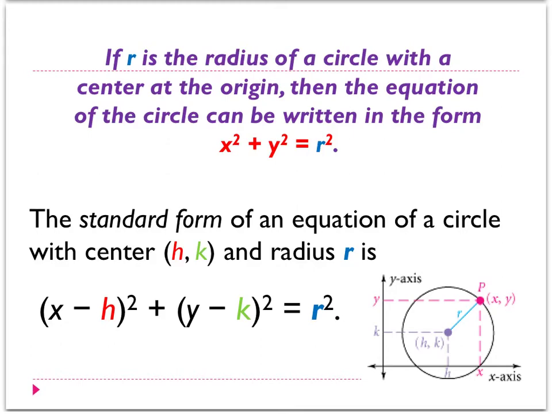So if you apply the distance formula to a point (h, k), the center, and then any point (x, y) on the circle, and you use the distance formula, at the very end, if you square both sides, you get the equation of a circle. Now, if the center (h, k) is just the origin, you get this reduced formula right here.